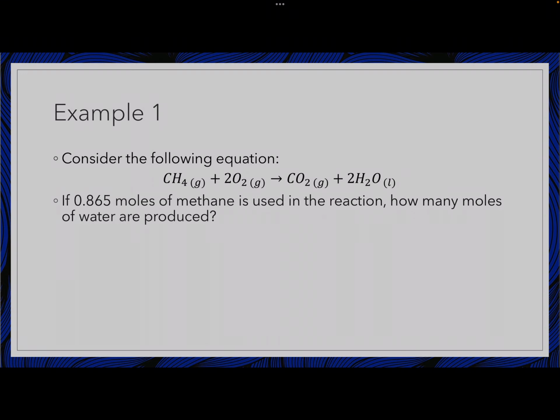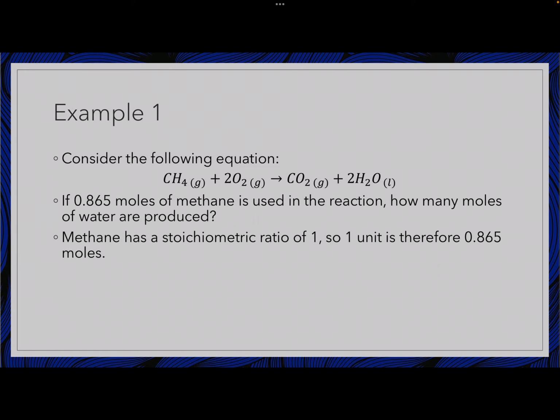If we have a look at the rest of the question, if 0.865 moles of methane is used in the reaction, how many moles of water are produced? Well, we can see that methane has a stoichiometric ratio of 1. Okay, so if it's got a stoichiometric ratio of 1 and there's 0.865 moles of it, then 1 unit is 0.865 moles.